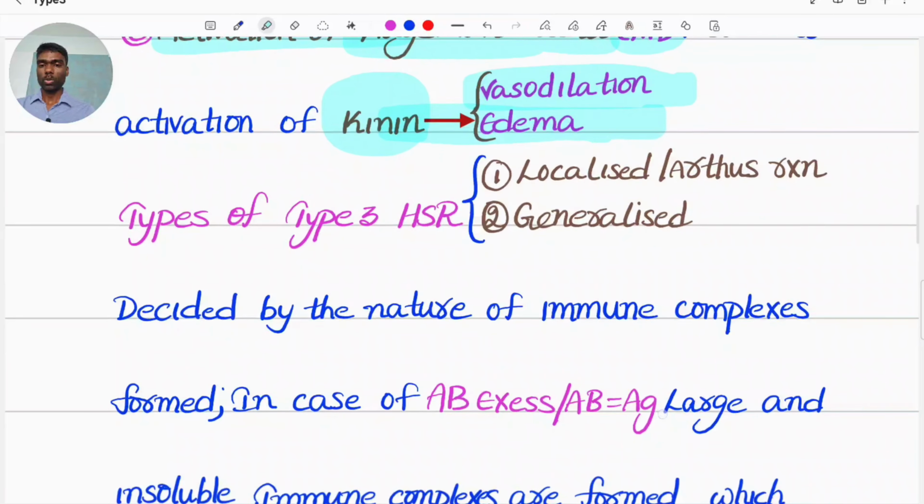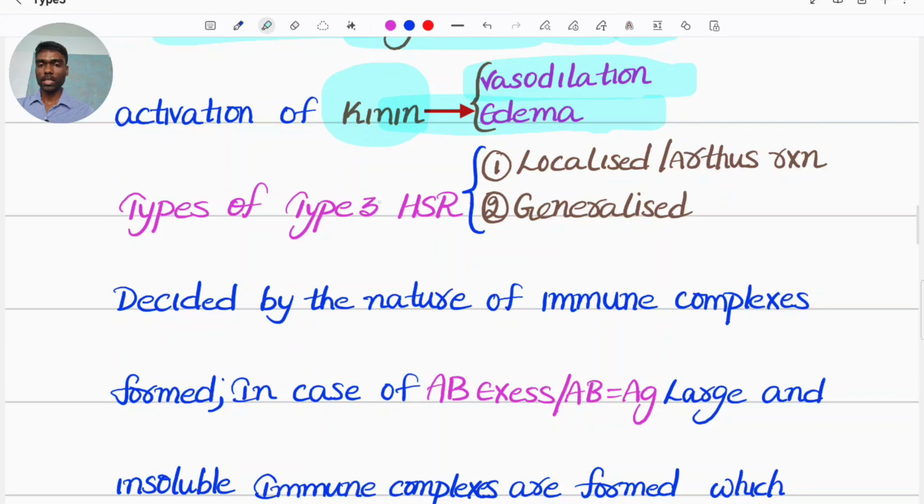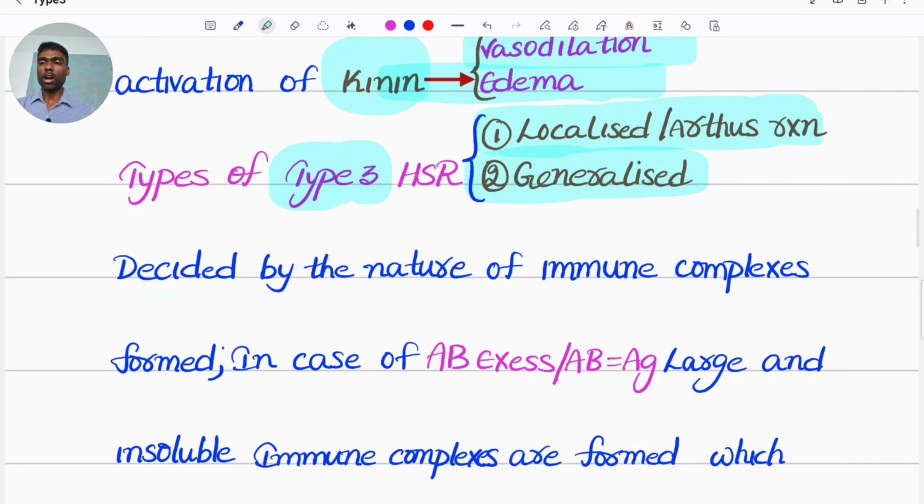Coming to types of type 3 hypersensitivity reaction. One is localized or Arthus reaction. Another one is generalized or systemic type 3 reaction. What decides whether a localized or generalized reaction will happen? It is decided by the nature of immune complexes formed.